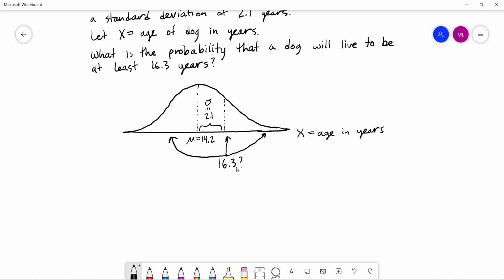So where is it going to fall? Well, I know 16.3 is above average, so I know it must be somewhere to the right. And that rules out this option over here on the left. But it's not that much more than 14.2, so it's probably not this one way over here.